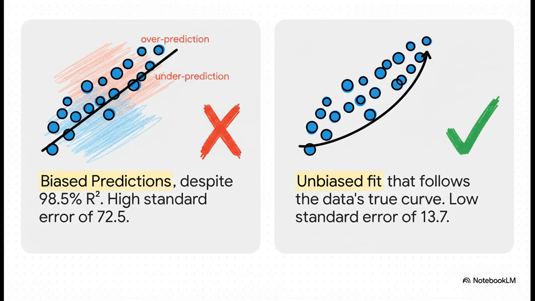But then they looked closer. Despite that amazing R², the straight line was just wrong. It was systematically over-predicting in some spots and under-predicting in others. There was a clear curve in the data that the line was totally missing. A more complex, non-linear model, however, hugged that curve perfectly. And just look at the standard error, a measure of the average mistake. It was a massive 72.5 for the good linear model, but only 13.7 for the non-linear one. That R² score was totally hiding the truth.